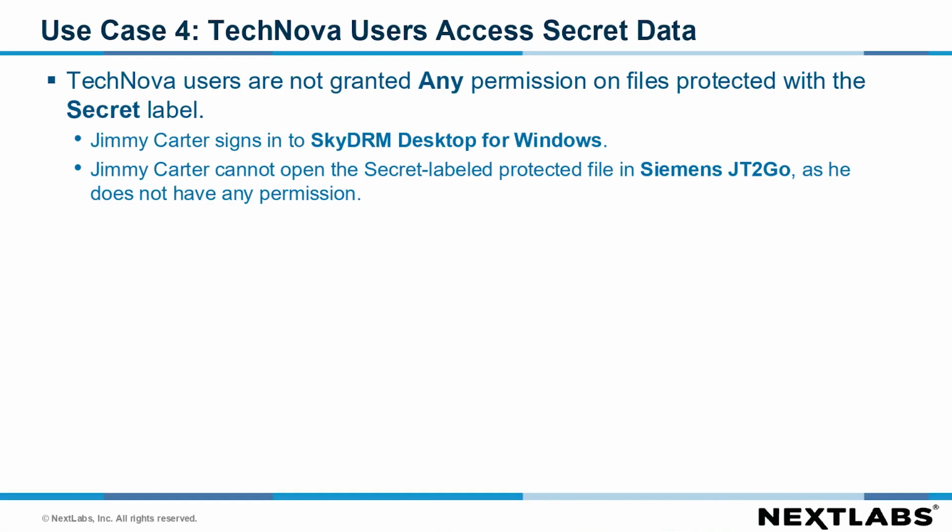Use case 4: TechNova users are not granted any permission on files protected with the secret label. In this use case, I will demonstrate: Jimmy Carter signs into SkyDRM desktop for Windows. Jimmy Carter cannot open the secret labeled protected file in Siemens JT2GO, because he does not have any permission.